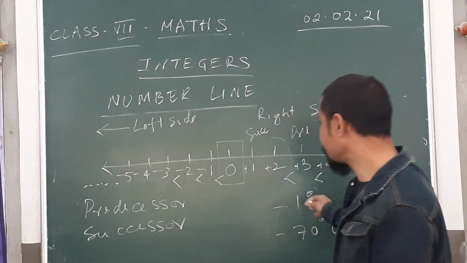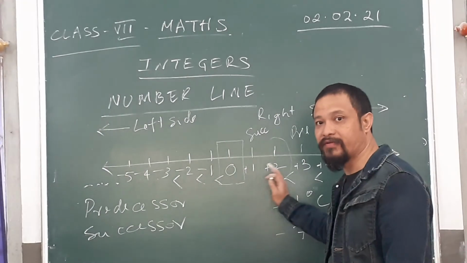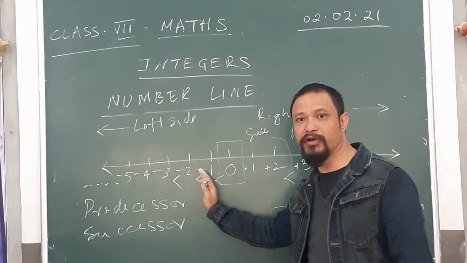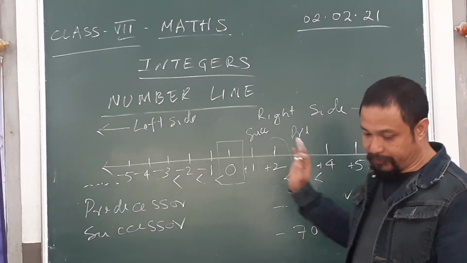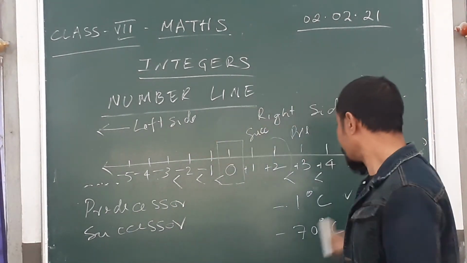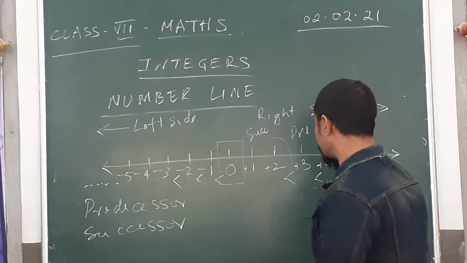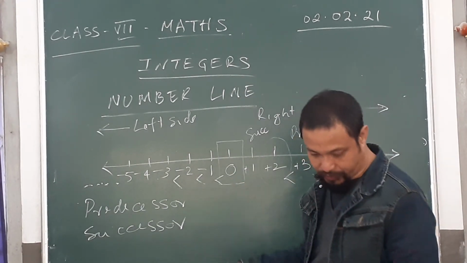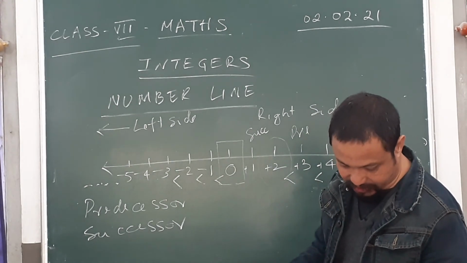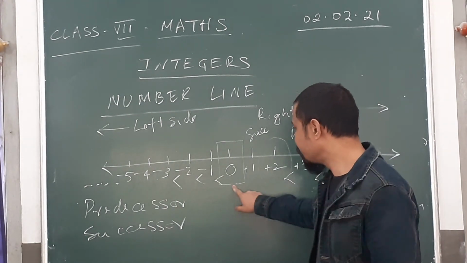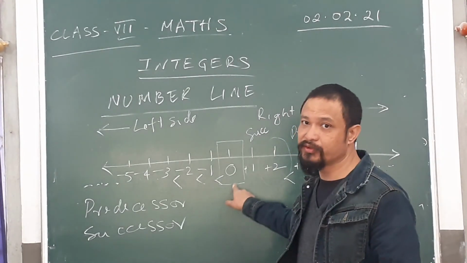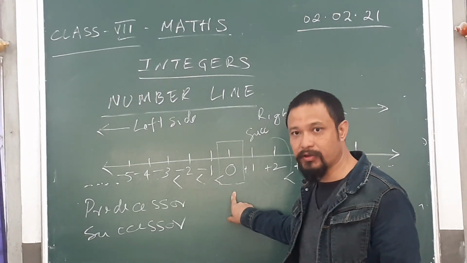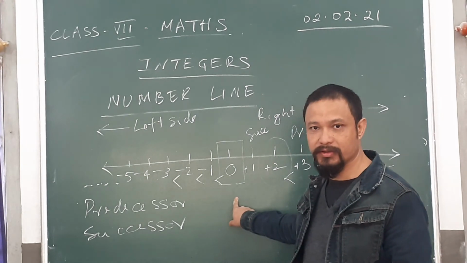See, this is the freezing point of water, 0 degrees Celsius. From here, water starts freezing more and more, and it gets colder and colder. So please don't get confused. There are some notes on this: 0 will always be greater than all the negative integers, and 0 will always be smaller than all the positive integers.